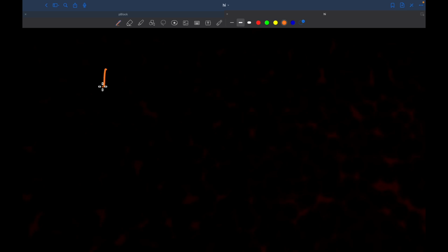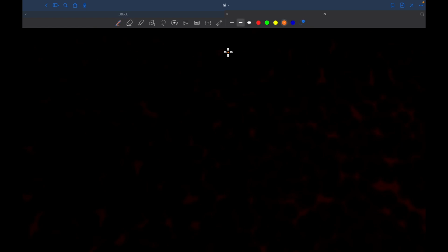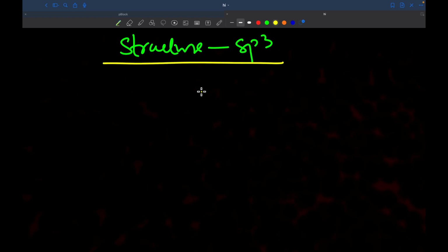Okay, sir. Like in H3PO3 and H3PO4, which one is the strongest acid? H3PO4 is the strongest acid. Okay, now we have to check the structures. All of them have the same hybridization. Which hybridization is it? It is sp3 hybridized.